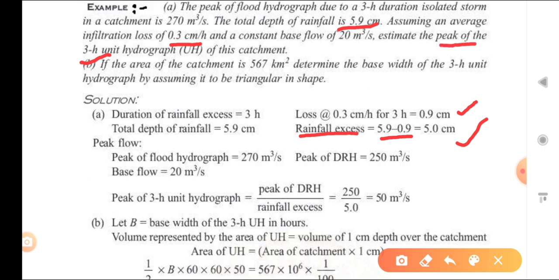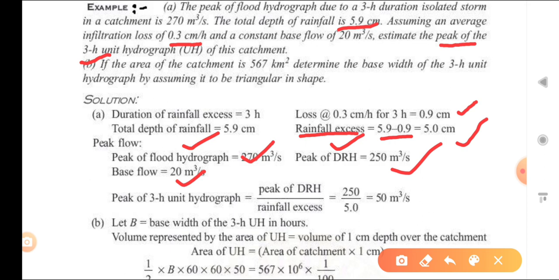So first of all, what do we have to do? We have to find the peak of the DRH. So how will we find the peak of DRH? You can see the peak of flood is how much? 270. How are we converting flood to DRH? We are subtracting the base flow. So what is the base flow? Base flow is 20. So 270 minus 20, it will be 250.